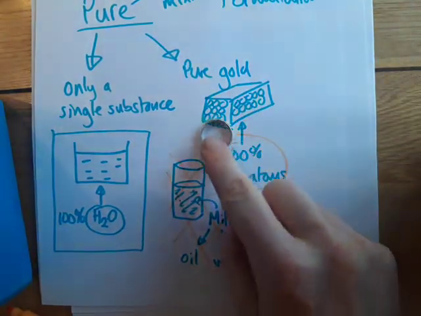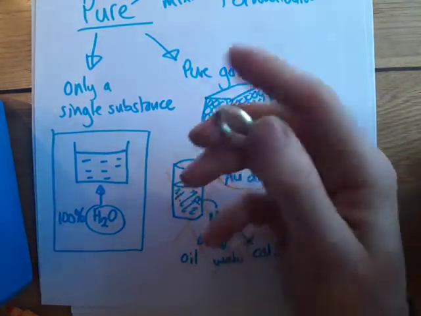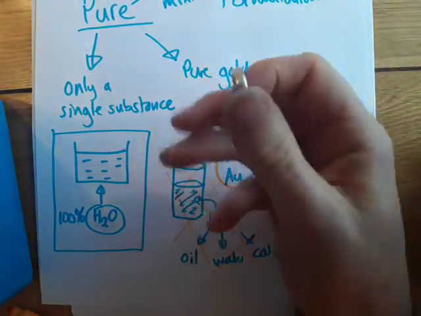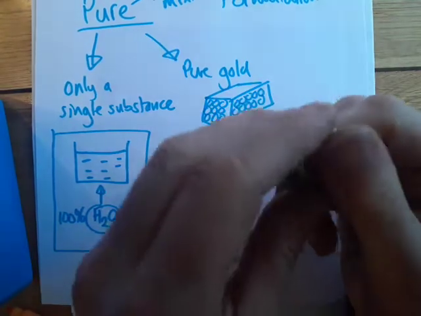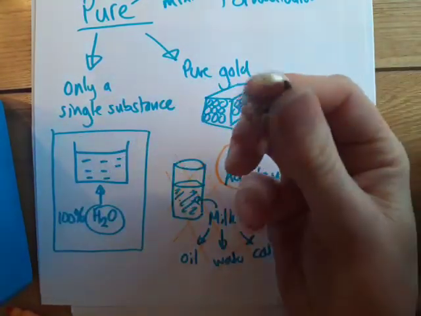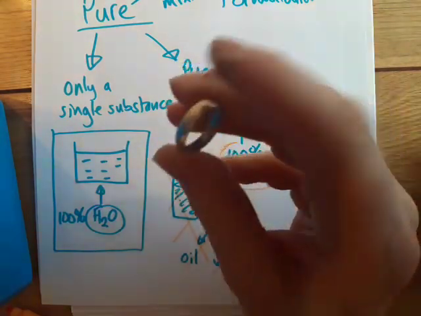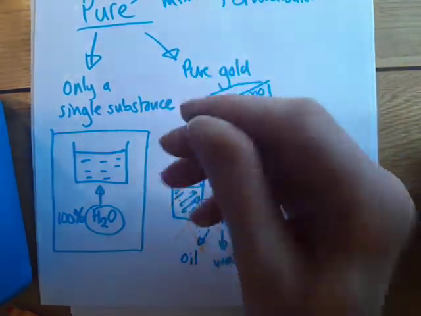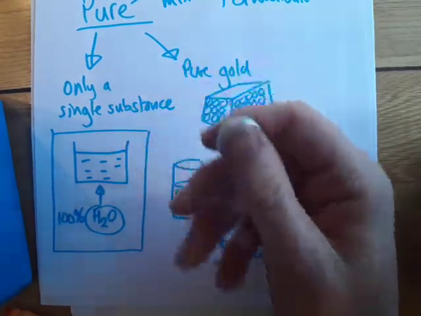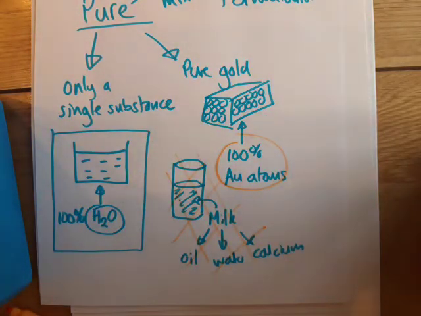Most metals are in fact not pure. Pure gold, 100% gold atoms, would be really, really soft. And as you can see, this ring, I can't bend it. So this is actually a mixture. And a mixture of metals is actually known as an alloy. So most substances that we use in our everyday lives are not actually pure. I can't really think of many things that we use that are pure.